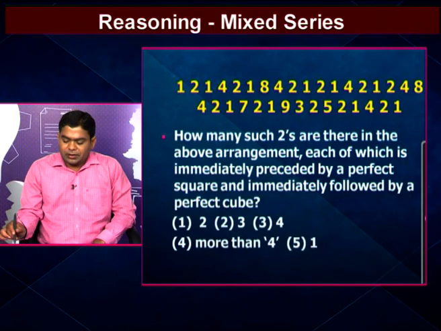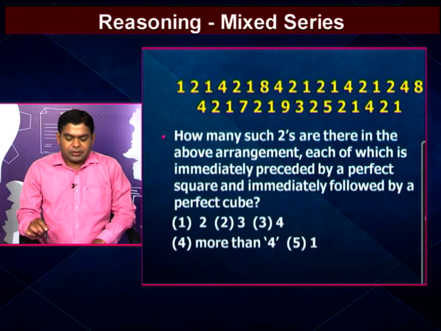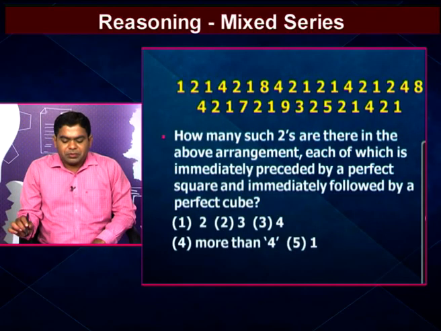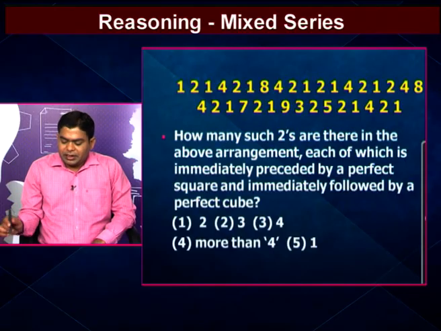In our given series the perfect squares are 1, 4, 9. That means our 2 must be preceded by a 1 or 4 or 9, as well as followed by a perfect cube. In our given series the perfect cubes are 1 and 8. So our 2 must be preceded by 1 or 4 or 9, and followed by a 1 or 8.